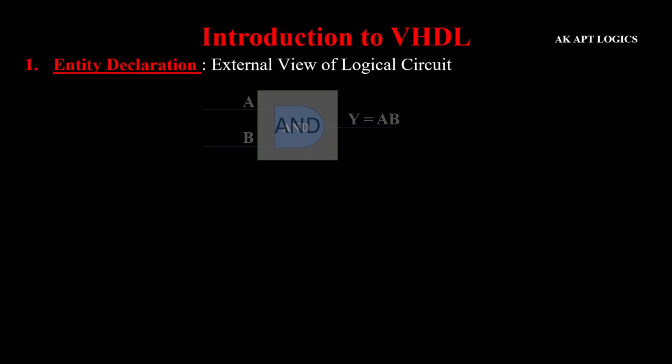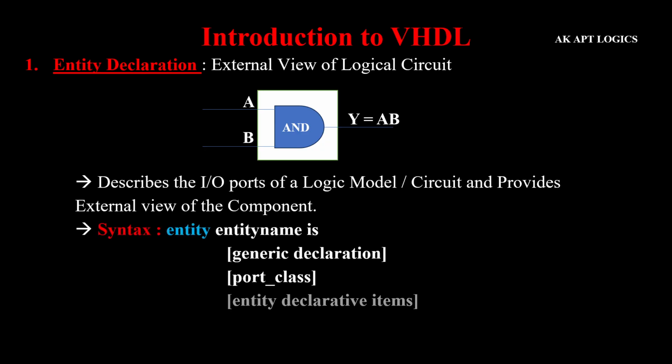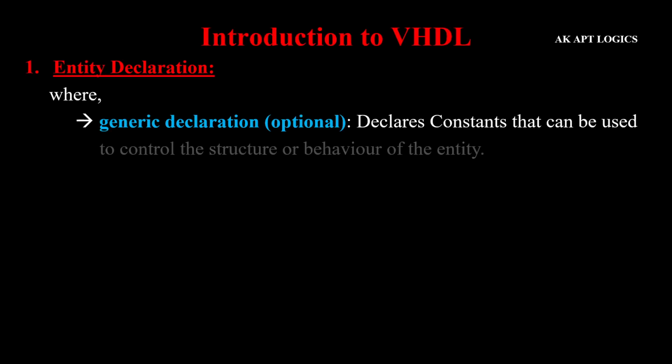In the entity we have the generic declarations, port declarations and entity declarative items. We have completely discussed the entity part. Now we are going to see the architecture part.